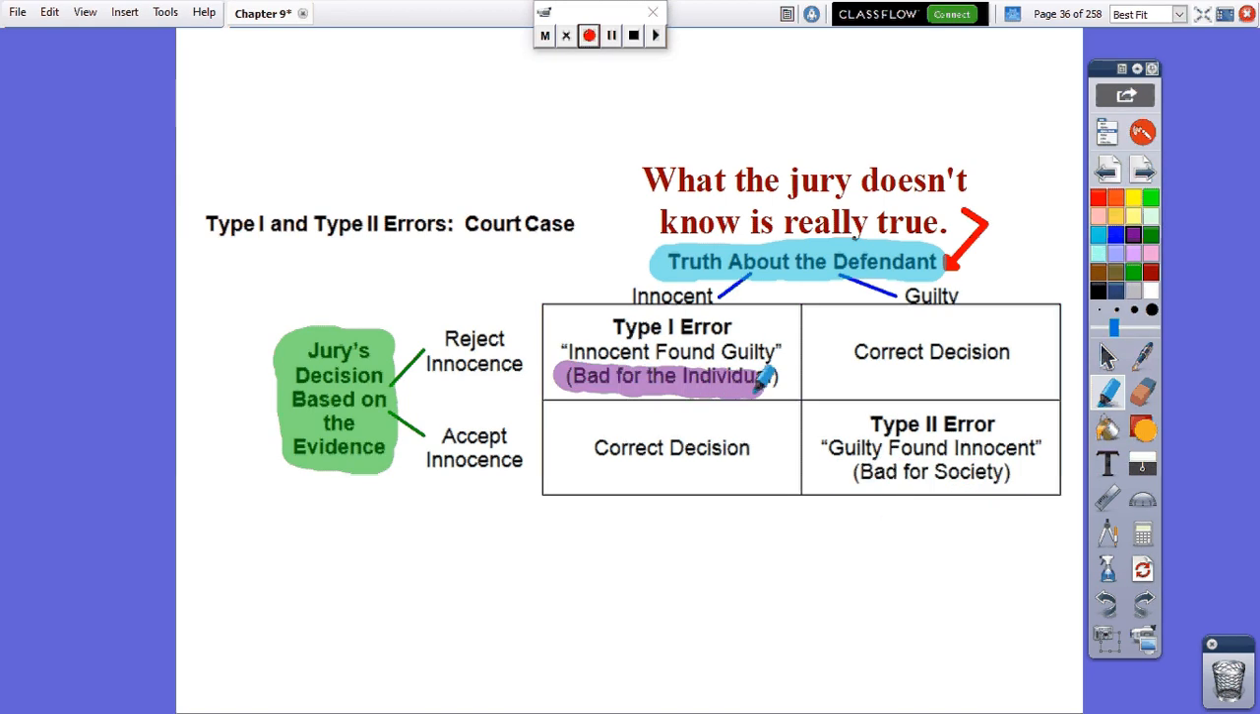So a type 1 error in terms of a court case is bad for just that person because they're really innocent, but the jury found them guilty. Versus in the other case, it's kind of bad for everybody else but the defendant. I mean, the defendant's the only one that's kind of good to go here. He's happy to have a type 2 error, that he's found not guilty, but he's really guilty.